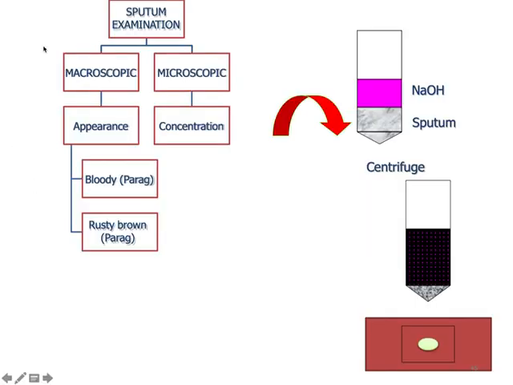Okay. So for examinations of the other specimens, we have, for example, sputum examination. For the sputum examination, it's so simple. We have a macroscopic and microscopic examination. In the macroscopic examination, we will see the appearance only, if there is any blood or any rusty brown color. But in the microscopic examination, we have to concentrate like this. We will use the concentration method. Keep the sputum in this tube, then add NaOH, then centrifuge, then take this part and examine it under the microscope.